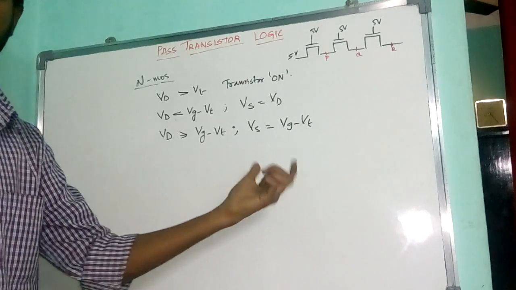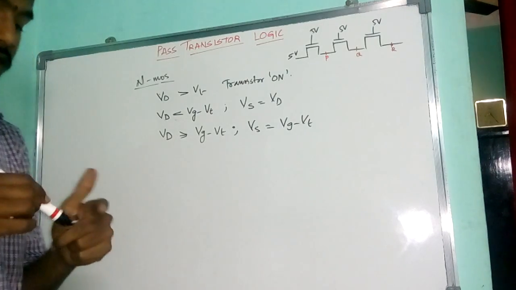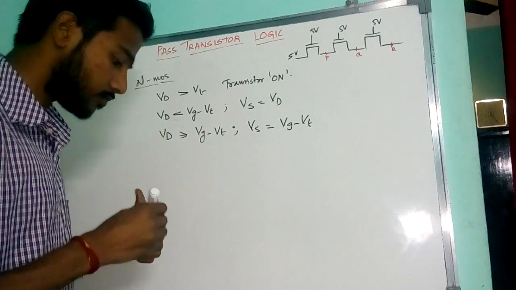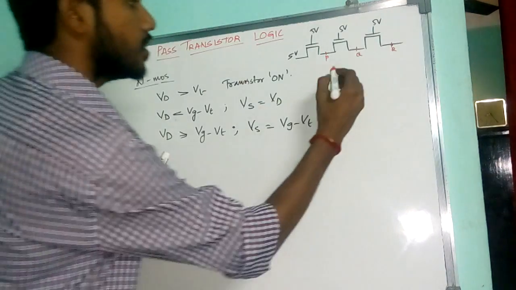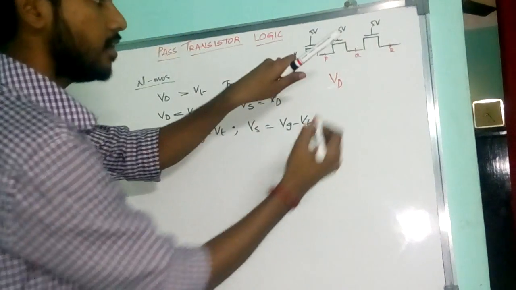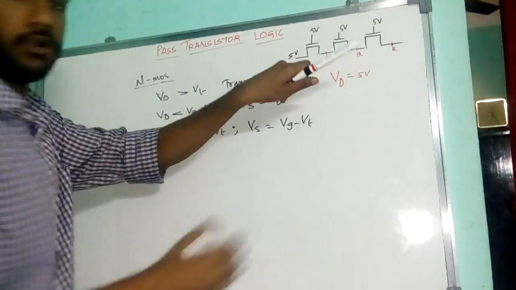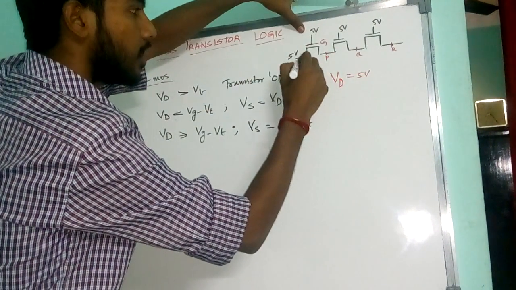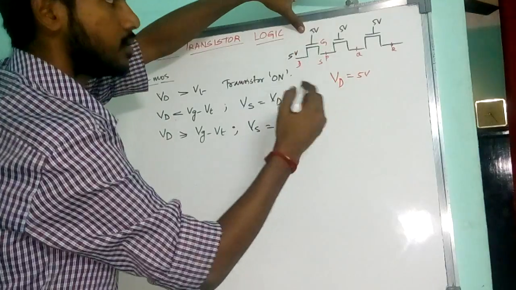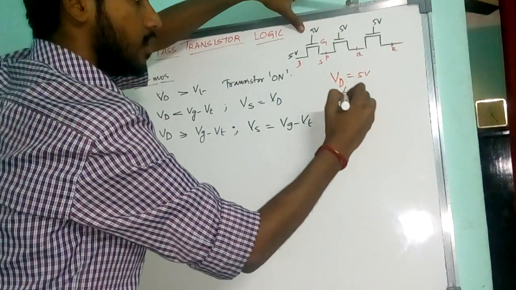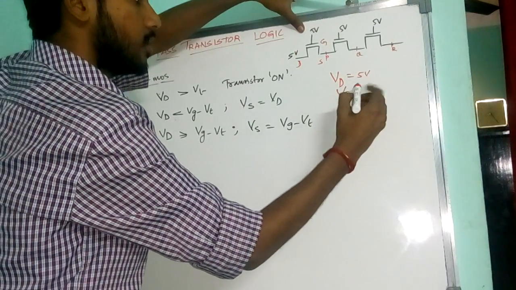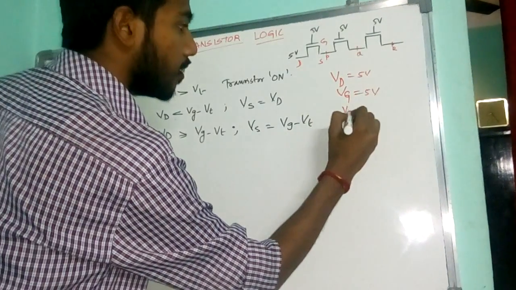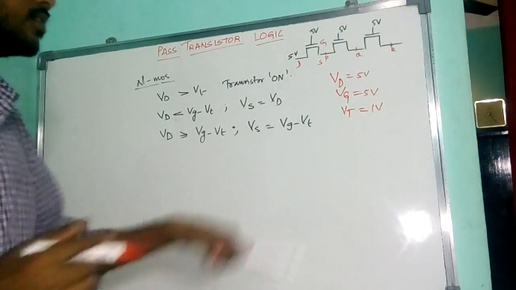We will see why it should be Vg minus Vt. Consider here the example. VD is given as 5 volt, and this is the gate, this is the drain, this is the source, similarly for all the transistors. The gate voltage is given as 5 volt. Consider the threshold voltage to be 1 volt. So these are the things we know.